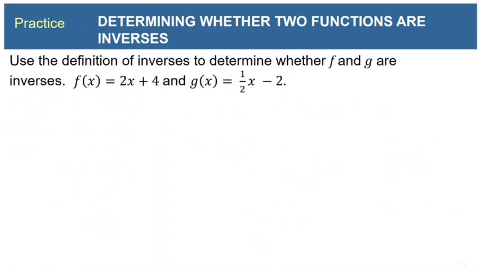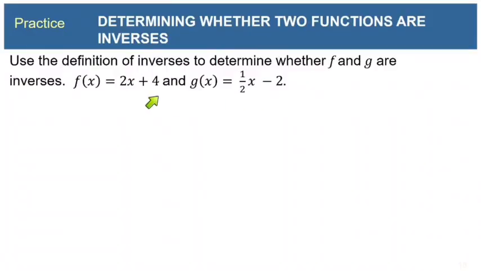Now here's one that you can practice on your own. You have two functions here, f of x equals 2x plus 4, and g of x equals 1/2 x minus 2. And we want to use the definition of inverses to determine whether f and g are inverse functions. So you'll need to find f compose g, and you'll also need to find g compose f. Pause the video and see if you can make it work, and see if both of these reduce to x. And if they do, we can say that they are inverses. Okay, now if you've had a chance to try that on your own, let's do it together.